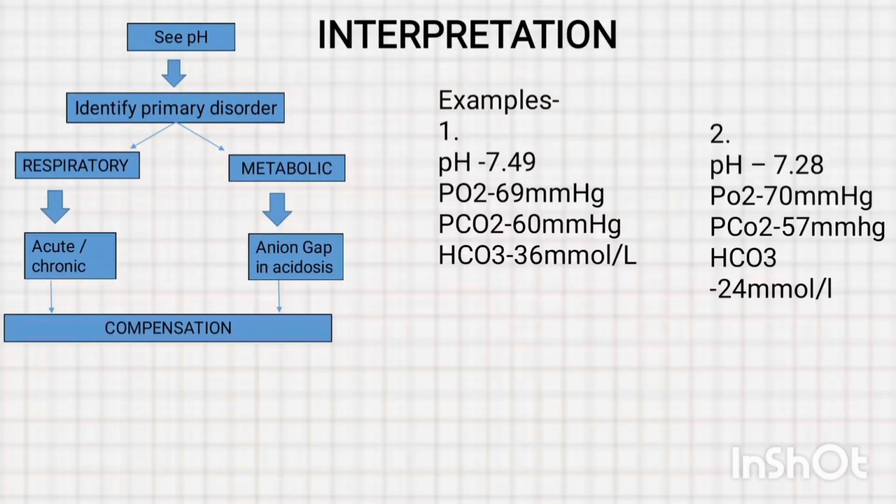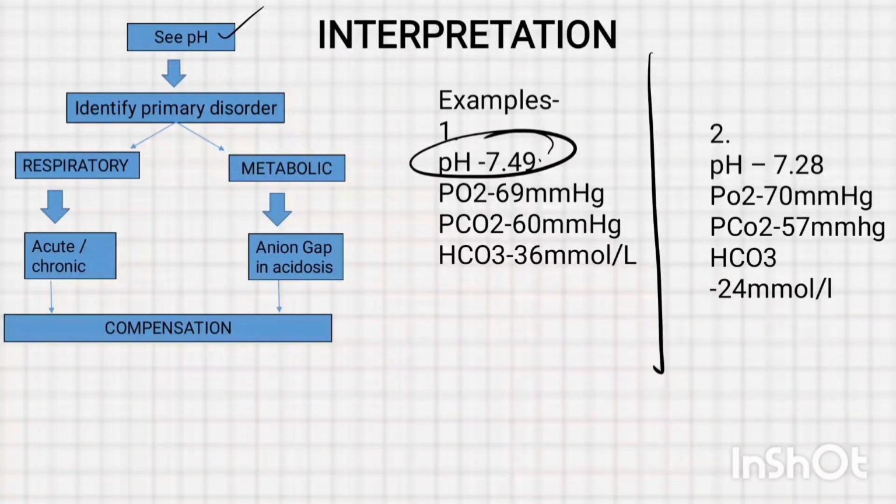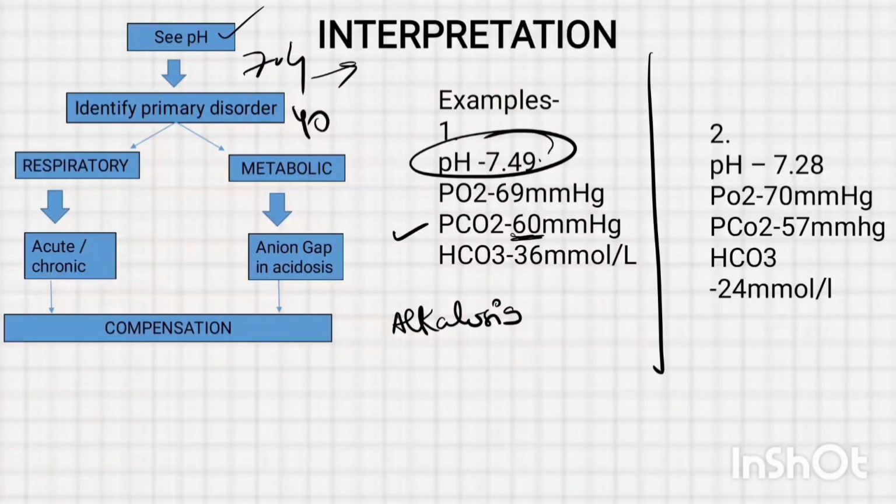You can just pause the video, do the example yourself, interpret the result, just verify if it is right or not. So coming to our first step, that is pH. See the pH. What is the pH of this? 7.49? And our cutoff was 7.4. So it is more than it is alkalosis. Next, I will see PCO2. PCO2 is 60, which is more than our cutoff. Our cutoff is 40, right? So it is increased, and this is also increased. So it is in the same direction, which is nothing but metabolic. It is metabolic, primary metabolic alkalosis.